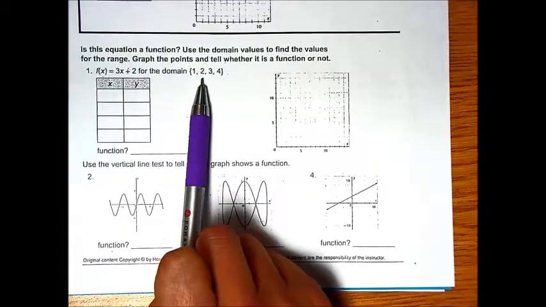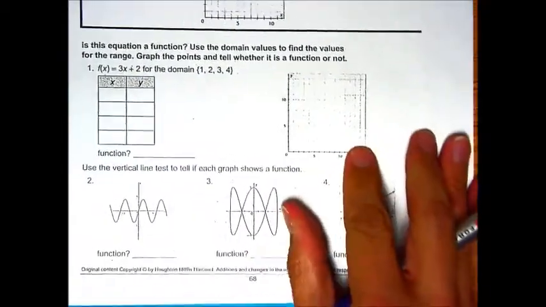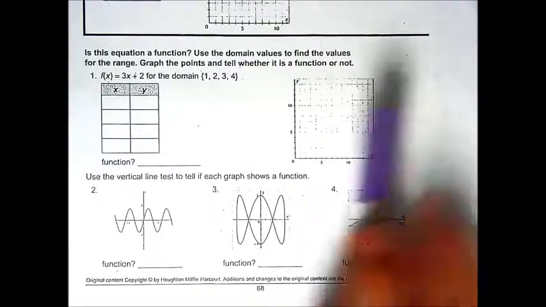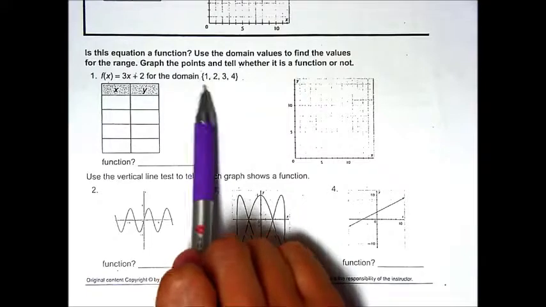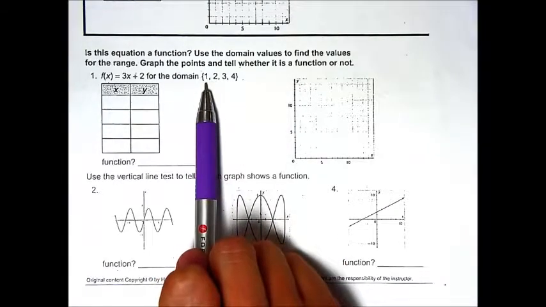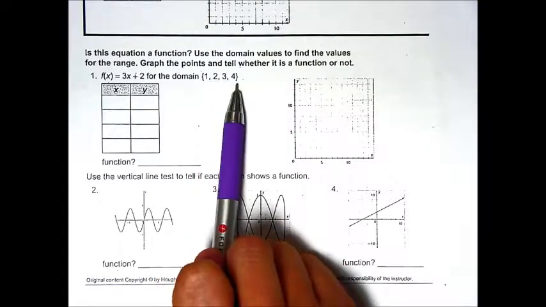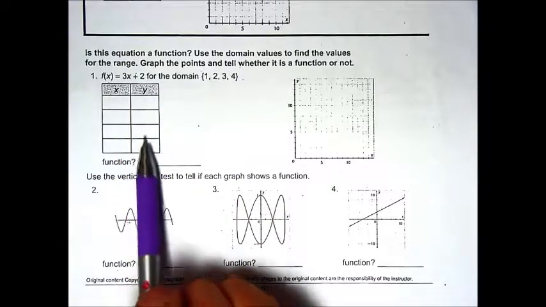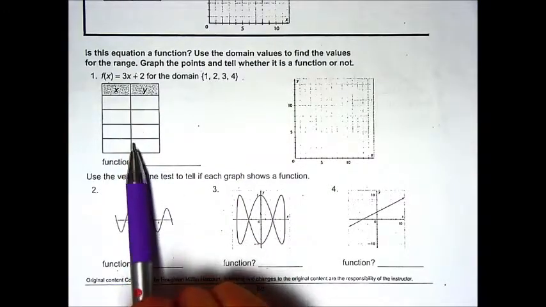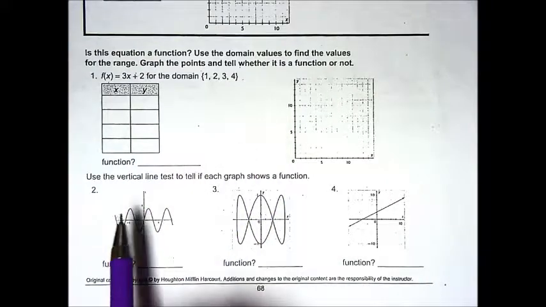So hopefully what we've picked up over the last 2 lessons is that we understand that domain is your inputs or your x values. So if in the problem they've given you a domain, they specifically want you to use these x values in your problem. So today we're going to make our graphs by creating a table first, and then the points we get from our table are exactly the points that we're going to put on our graph.